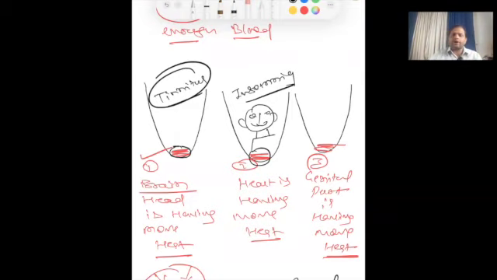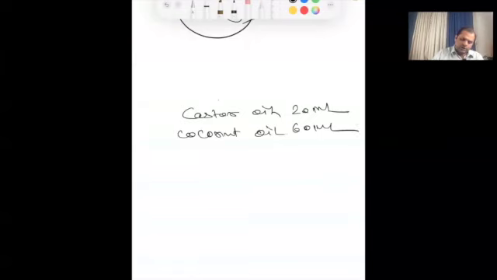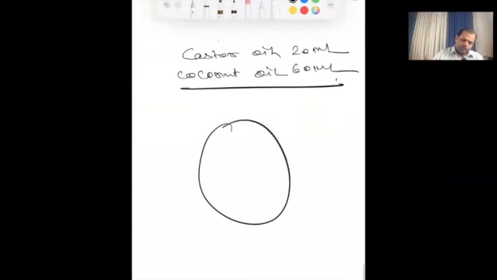So what treatment do I advise to this patient? Then I told him, okay, do one thing, because as per Ayurveda, castor oil is a very good oil to reduce the heat from the head region. So take 20 ml castor oil and 60 ml coconut oil, mix them together and apply them on the top of the head.